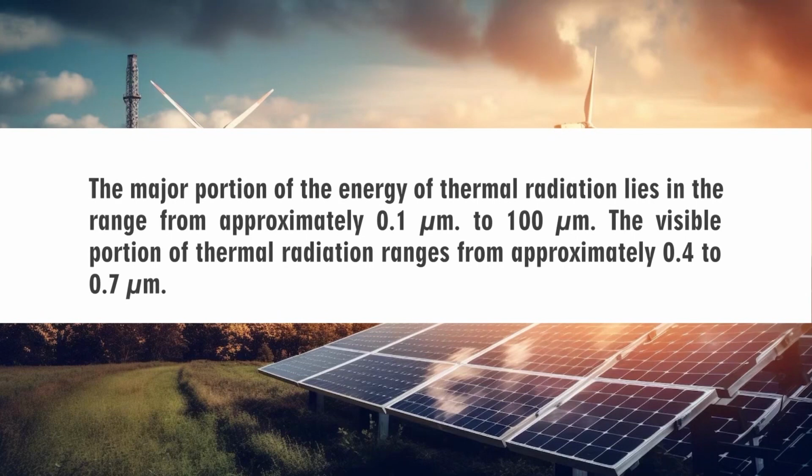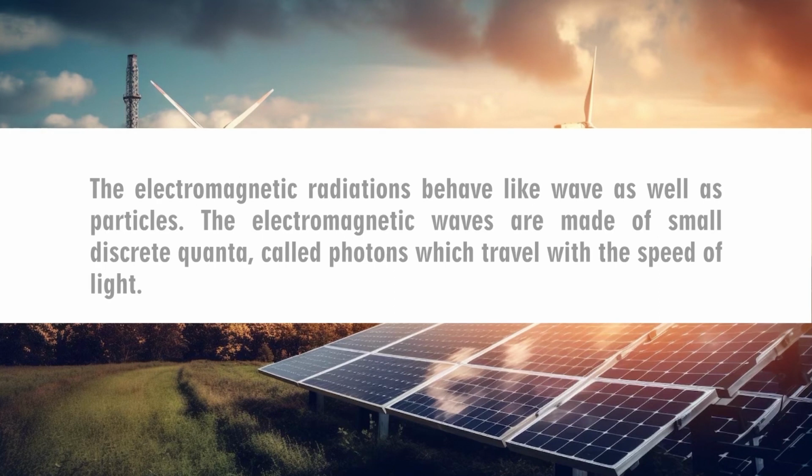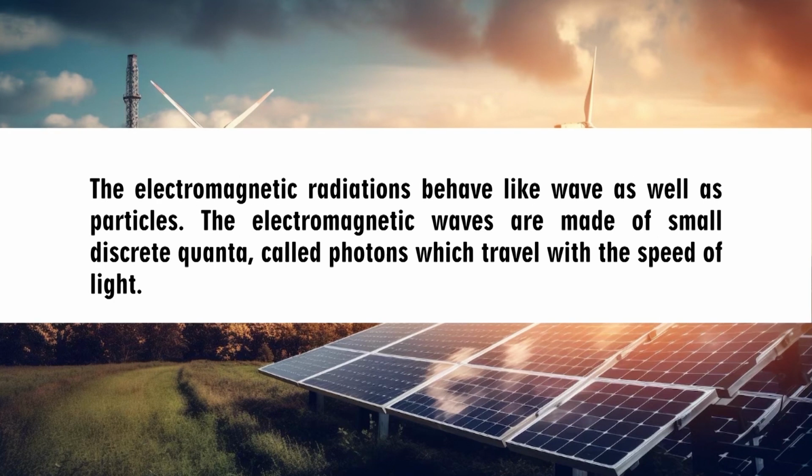The total radiation on a horizontal surface I is the sum of horizontal beam and diffuse radiation. So dear learner, what we have studied so far: the major portion of the energy of thermal radiation lies in the range from approximately 0.1 micrometer to 100 micrometer, and the visible portion of the thermal radiation ranges from approximately 0.4 to 0.7 micrometer. Electromagnetic radiation behaves like a wave as well as particles. The electromagnetic waves are made of small discrete quanta called photons, which travel with the speed of light.